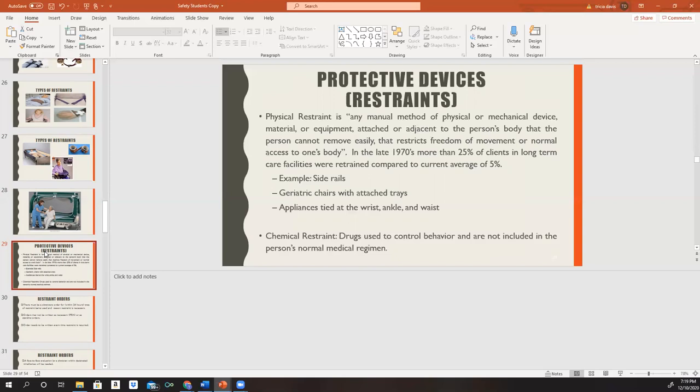Side rails: putting all four side rails up on the bed is actually considered a restraint. You need a doctor's order to do it. You cannot put all four side rails up. Geriatric chairs with attached trays are a restraint. And then appliances tied at the wrist, ankle, and waist, we've seen those. And then your chemical restraints, which we said are medications used to help calm the patients.